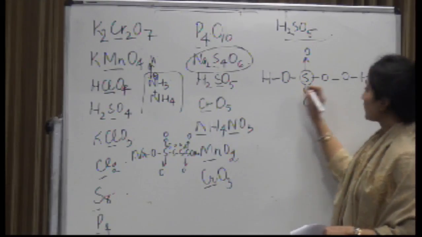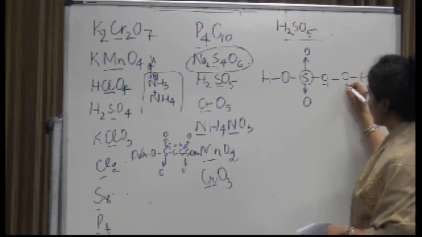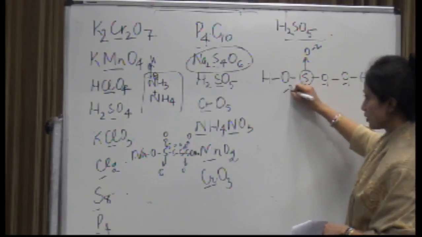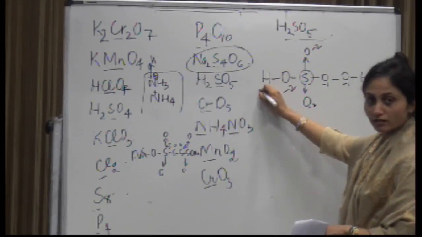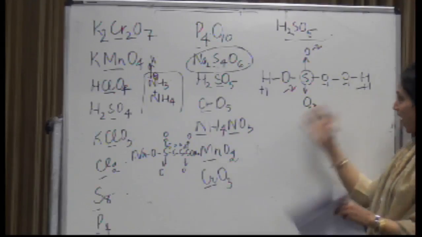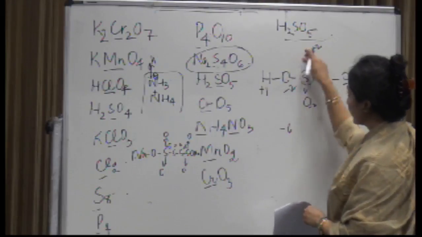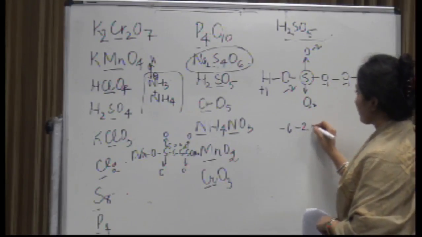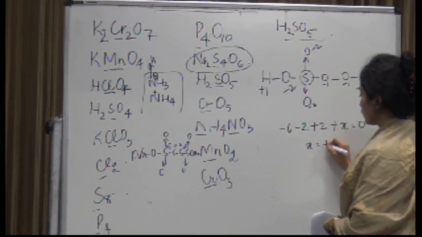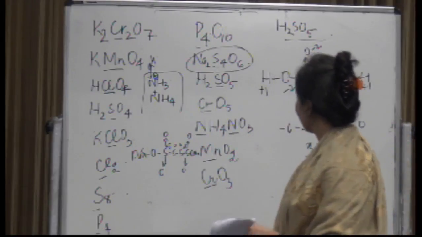See, this is a peroxide linkage, OO. So what will be the oxidation number? -1, -1. What will be this? -2, -2, -2. And what about this one? +1. Okay. So add all of them plus x is equal to 0. So alright, -6, तो ये 3 का हो गया oxygen, -2 plus 2 plus x is equal to 0. So x is equal to +6. So done with H2SO5. I'm sorry, I just missed it.